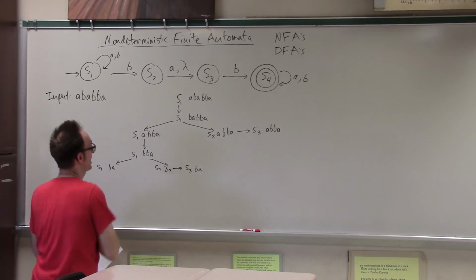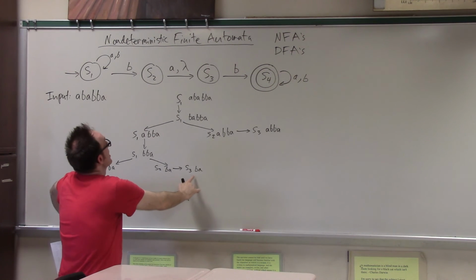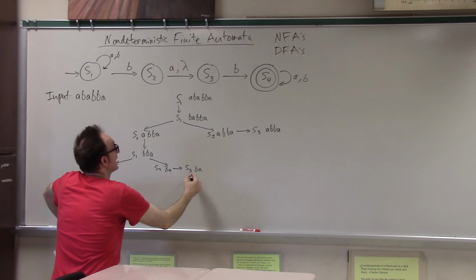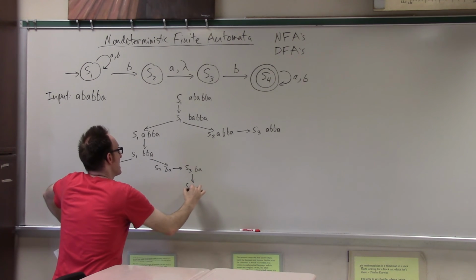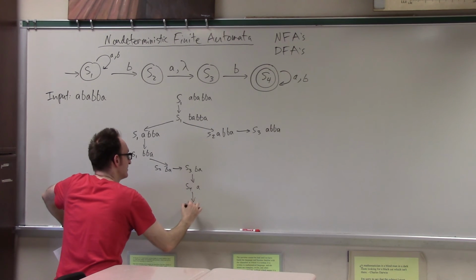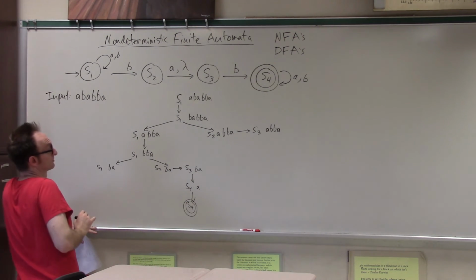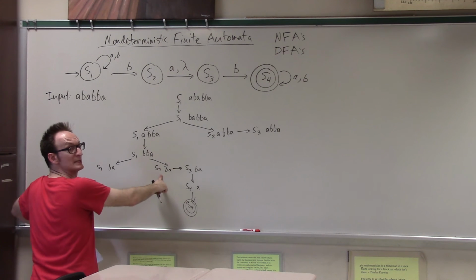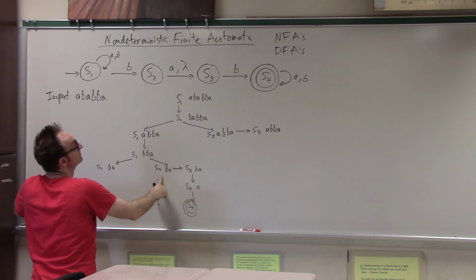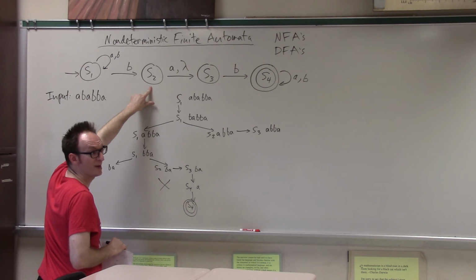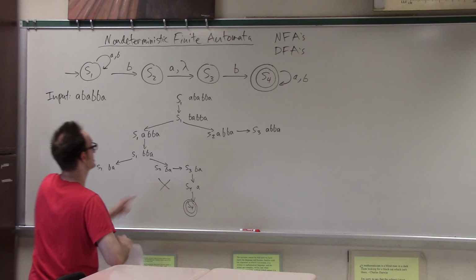Cool. Okay, let's do some of these ones over here first. What happens in S3 when I read a B? I go to S4 and I have only an A left to read. And then I read that A, and now I'm in S4 and I accept. So it worked. If I'm in S2 and I read a B, what happens? You just die, because in S2 there is no rule about what to do when I read a B. So this machine just dies.